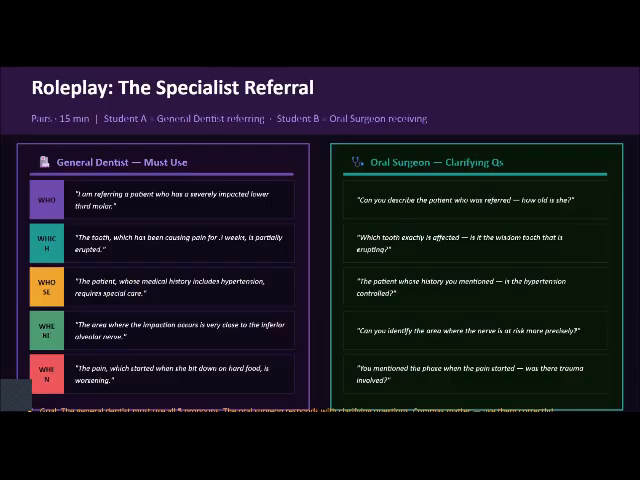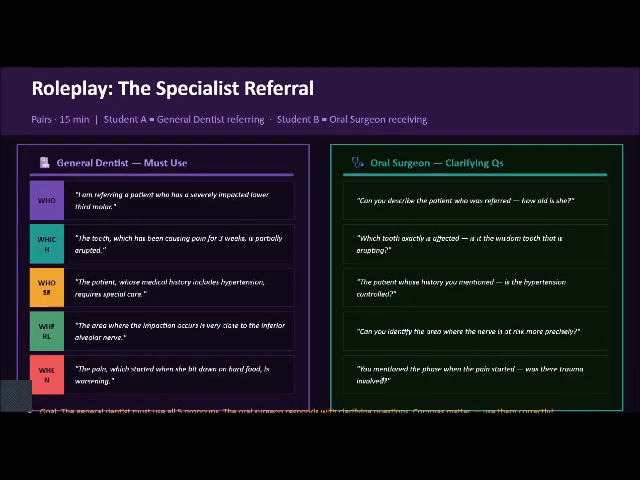And let's double back to Ana Laura, last one. Yes. The pain you mentioned. You mentioned the phase when the pain started. Was there trauma involved? Good. All right, so we can have questions using our relative clauses and responses using the relative clauses. Here I have more general situations. Some of these are more surgical situations, but these will help when you're dealing with patients.